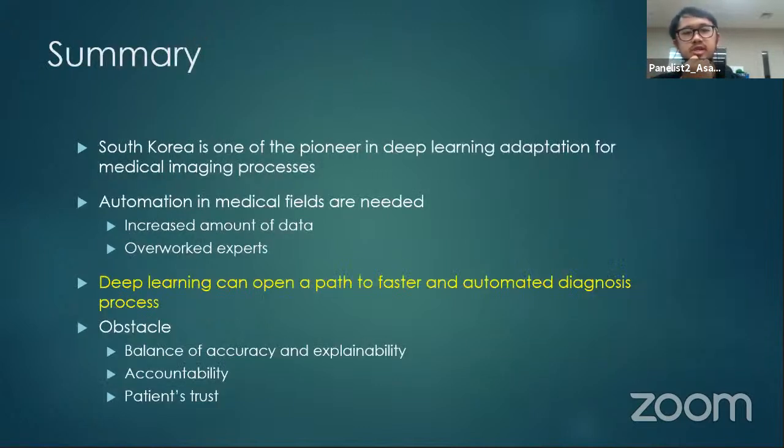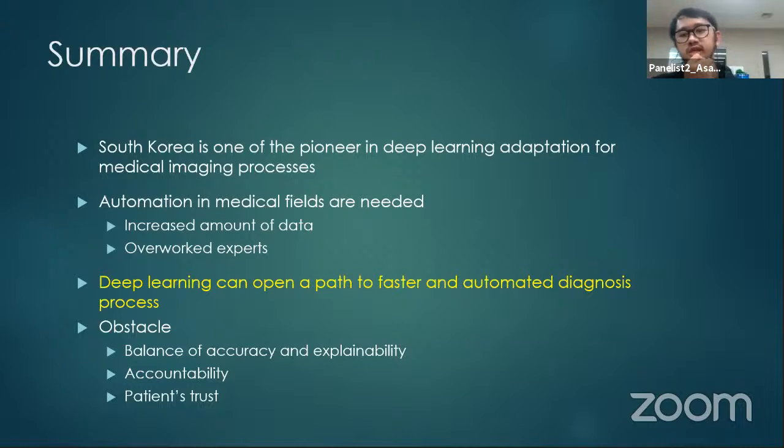So to summarize, South Korea is actually one of the pioneers in deep learning adaptation for medical imaging processes. The automation in medical fields is really needed because of the increased amount of data, and overworked experts are not capable enough to work with all of the data available. So deep learning can open a path to faster and automated diagnosis process.